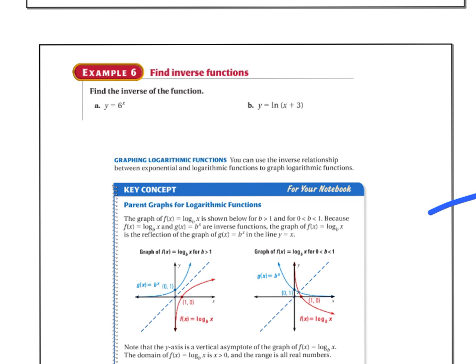We are going to save graphing logarithms for another day.